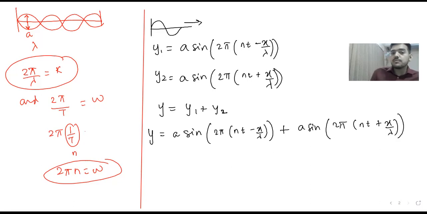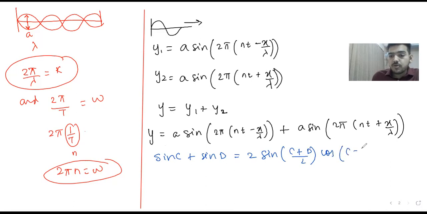Now students, how will we solve this further? We know a formula of a trigonometric result, that is, sin c + sin d is equal to, what is the formula, students? 2 sin((c + d)/2) cos((c − d)/2). This is the formula for sin c + sin d. Now we have a similar form here: this is the sin c part and this is the sin d part. So let us solve this further.